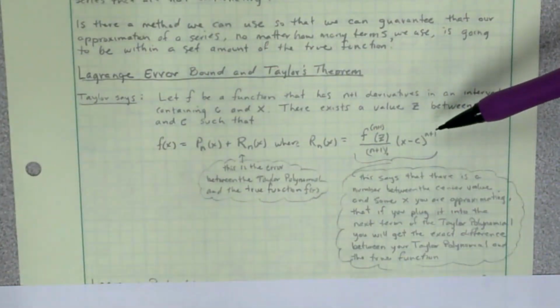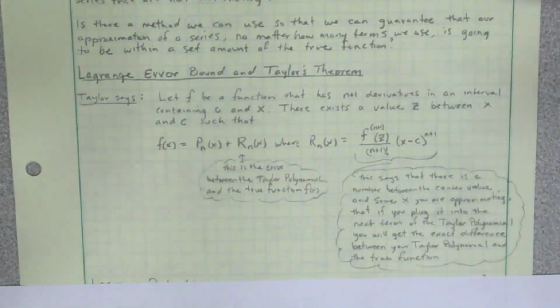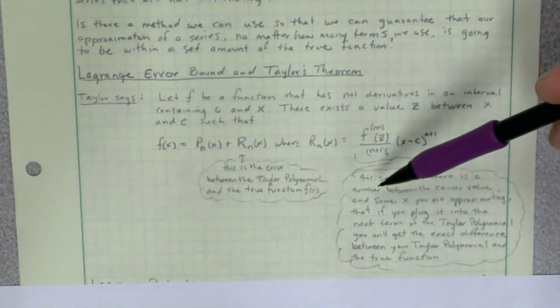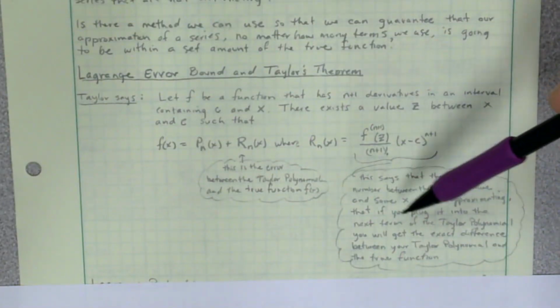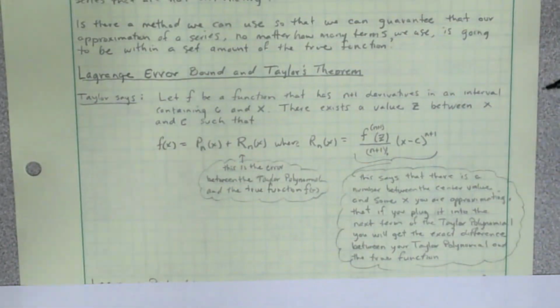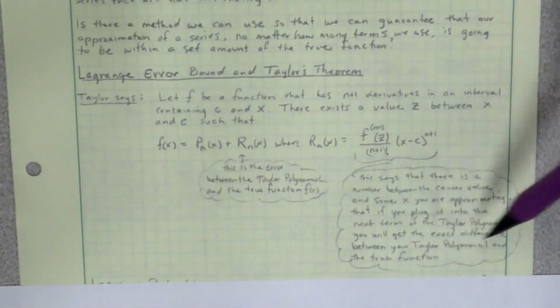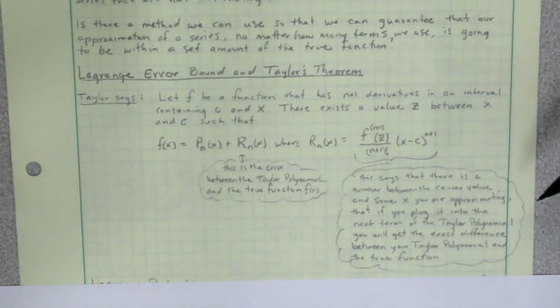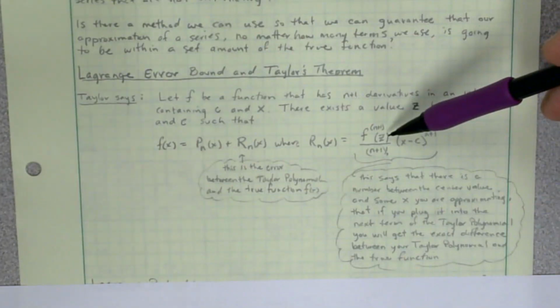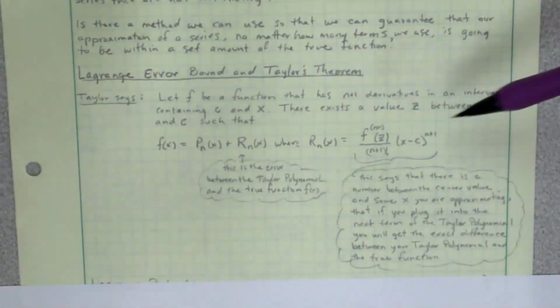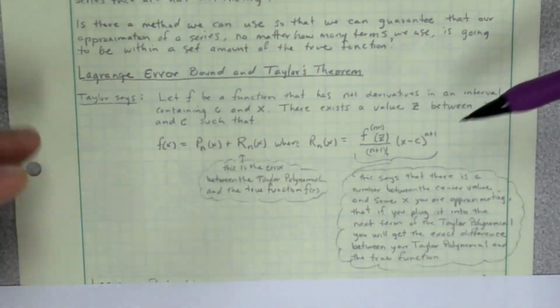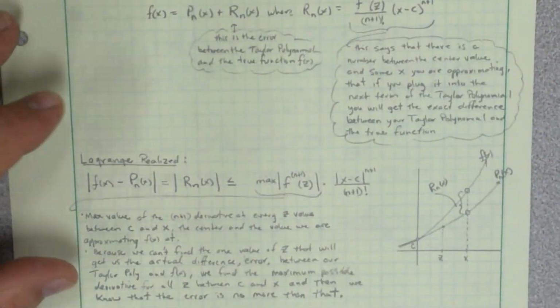This says that there is a number between the center value and some x that you are approximating, that if you plug it into the next term of the Taylor polynomial, you will get the exact difference between your Taylor polynomial and the true function, if we can find that value z. Okay, there's some number in there that's going to be the exact value. So that's where we get this down here.